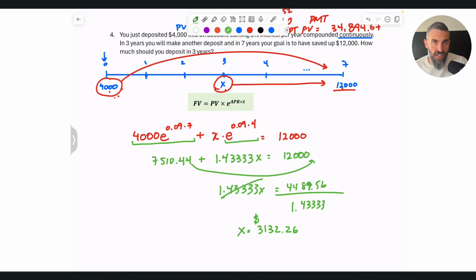Now, you can't do this with a financial calculator, right? There are certain things, many things actually, that you cannot do with a financial calculator. So then you would have to use your formulas.